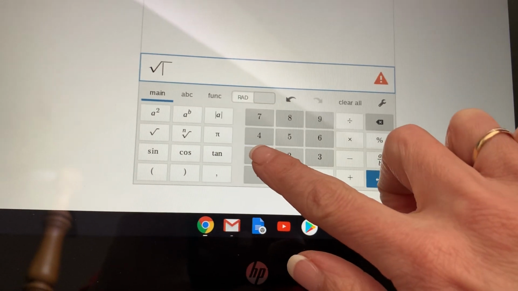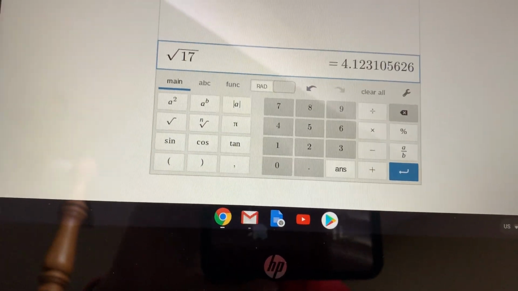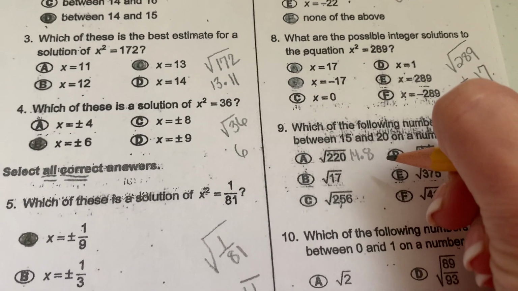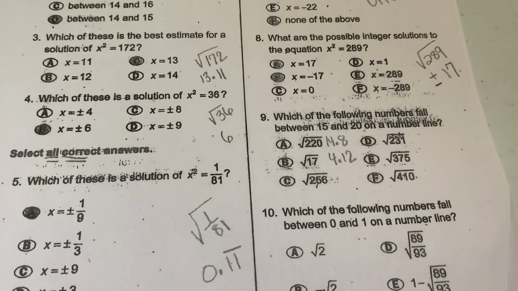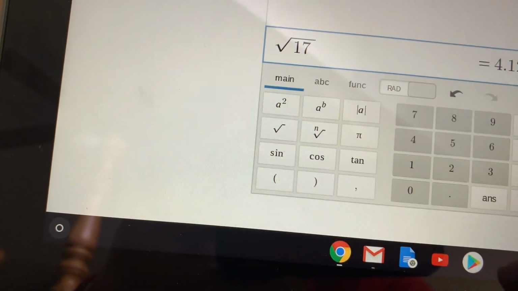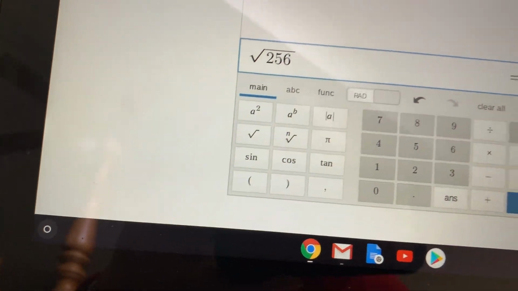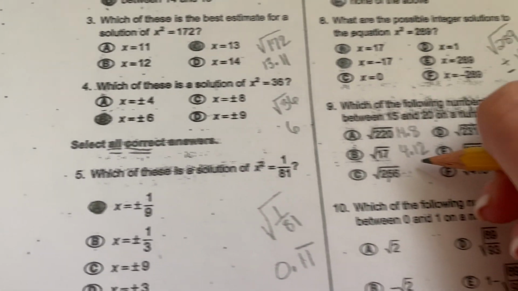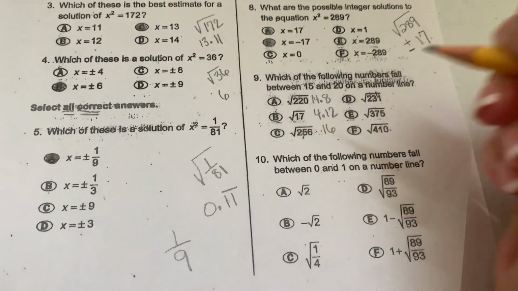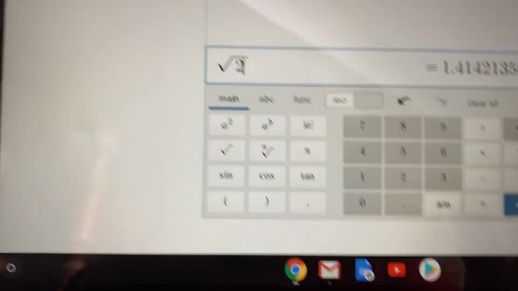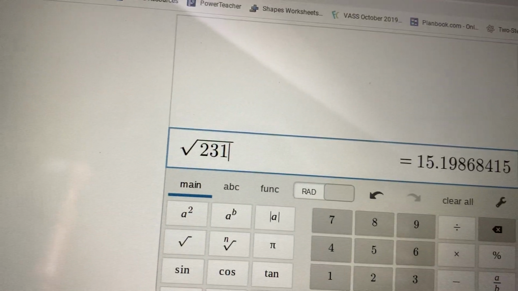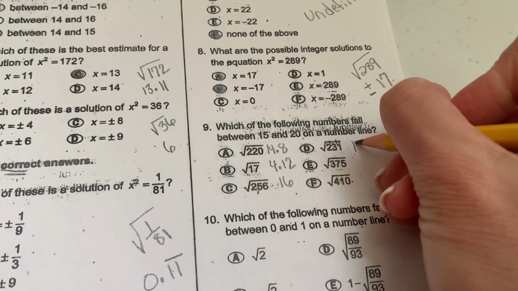The next one is the square root of 17. So I do square root of 17, and I get 4.12. I'm just going to write that down on my paper, 4.12. C is the square root of 256. I'm just backspacing to 256, and I get 16. So let's add that to our paper. Now we have the square root of 231. We go back, backspace, and enter 231, and we get 15.19. So let's add that to our paper, 15.19.